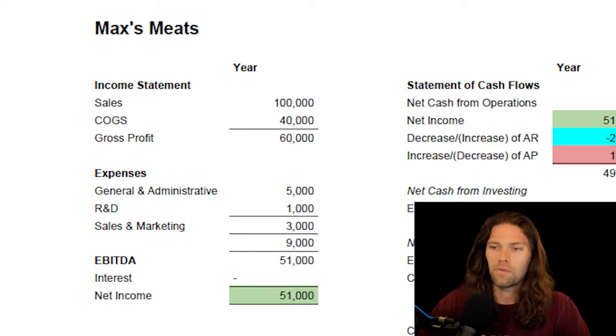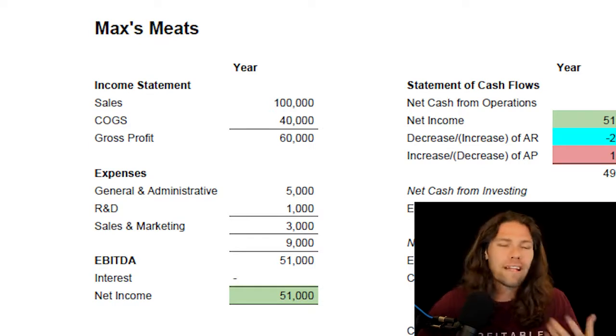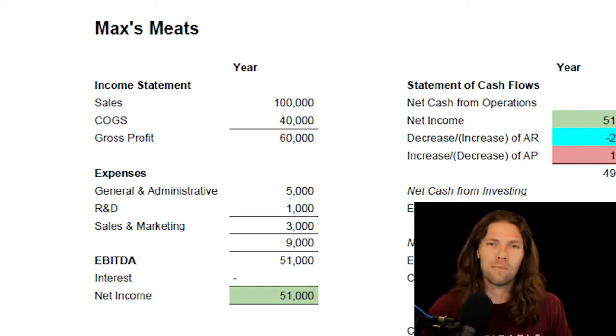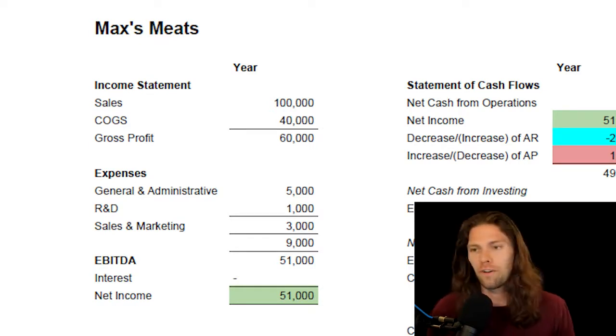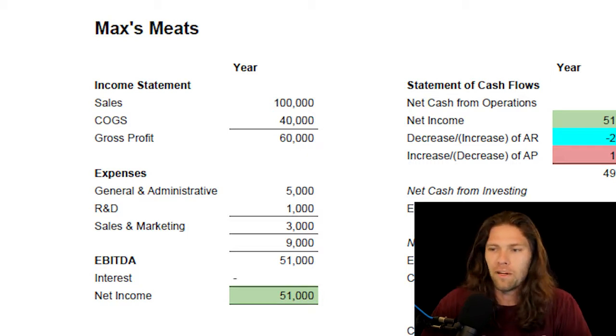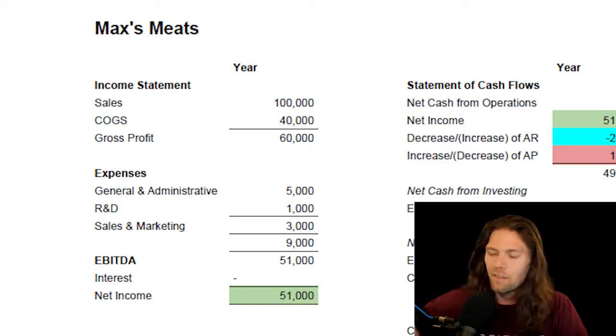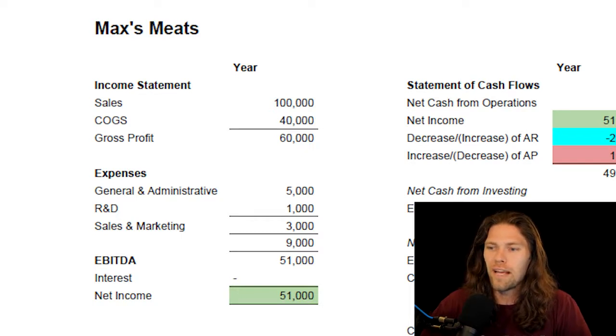We have $5,000. Research and development, we were trying to figure out how thin you can slice beef jerky, so we spent $1,000 on our research here in the beef jerky market. Sales and marketing, fairly low, $3,000, because Max's Meats, they just sell themselves. We really don't need much sales in marketing or advertising. So our total expenses here, $9,000.